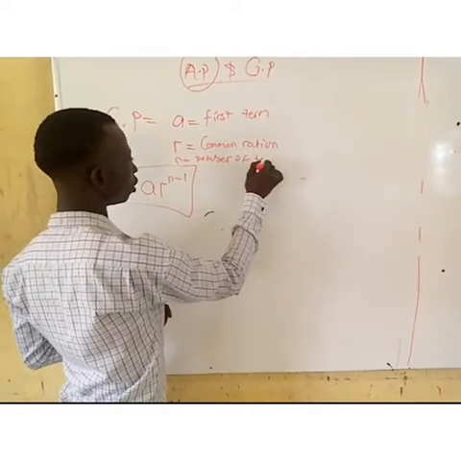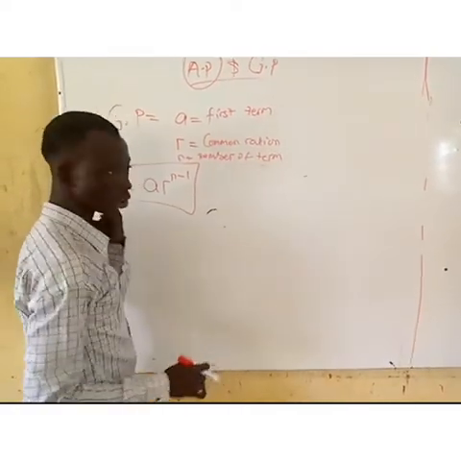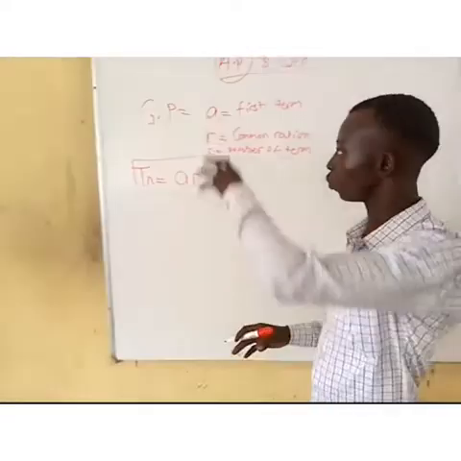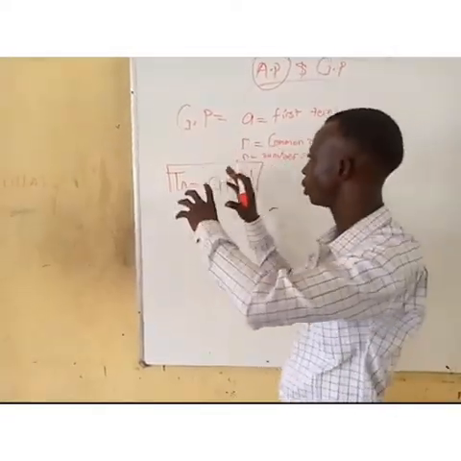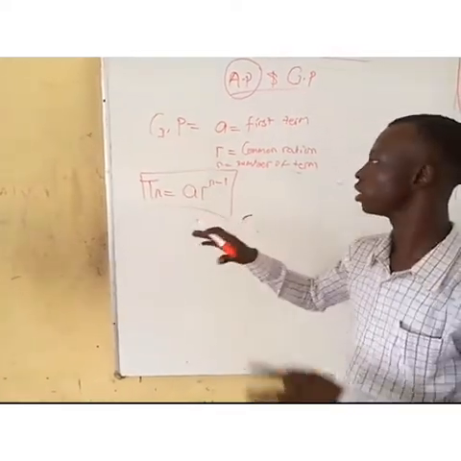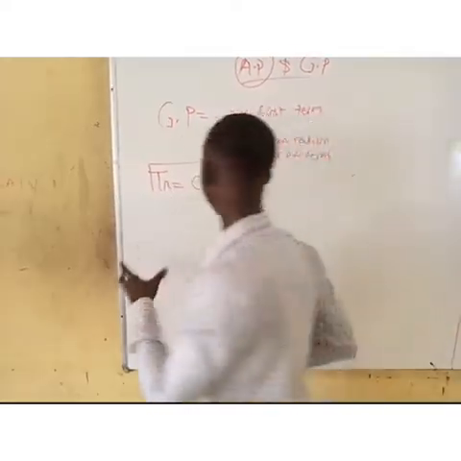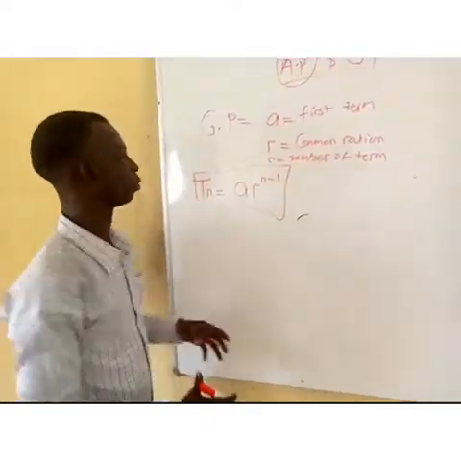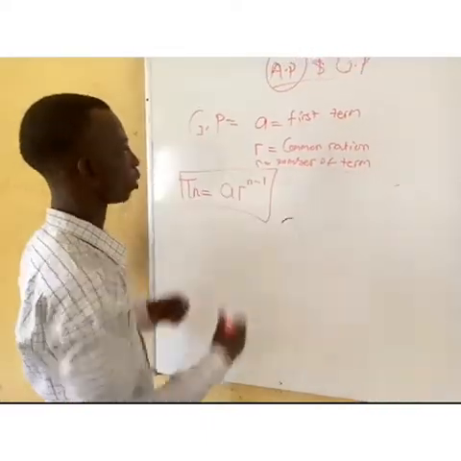Number of terms. If you are given any problem to solve or any word problem question where you should look for the first term, the common ratio, or the number of terms of a GP of any kind, just apply this formula. This is the formula you are to apply.